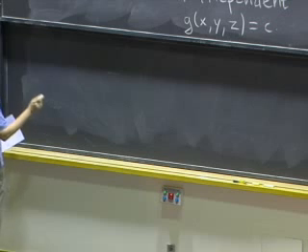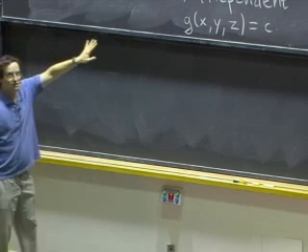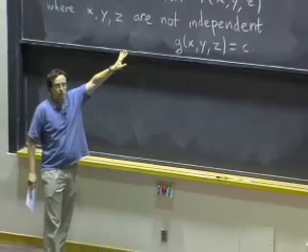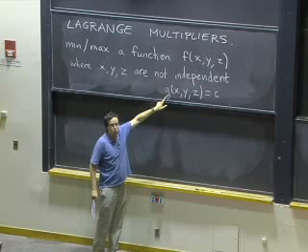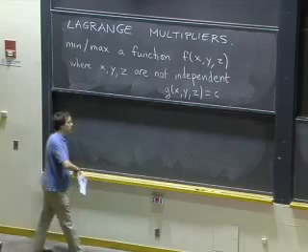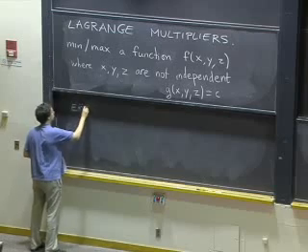So the first observation is we can't use our usual method of looking for critical points of f, because critical points of f, typically, they will not satisfy this condition, so they won't be good solutions. We need something else. Okay? So, well, let's look at an example, and we'll see how that leads us to the method.